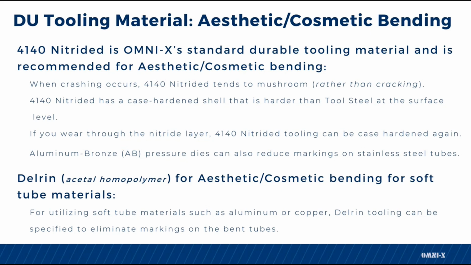Aluminum bronze pressure dies may also be used to reduce markings when bending stainless steel, nickel alloy, or titanium tubes. Delrin can be specified for bending even softer tube materials such as aluminum or copper. Delrin can eliminate markings on the bent tubes, but it will wear much quicker compared with metal tooling.